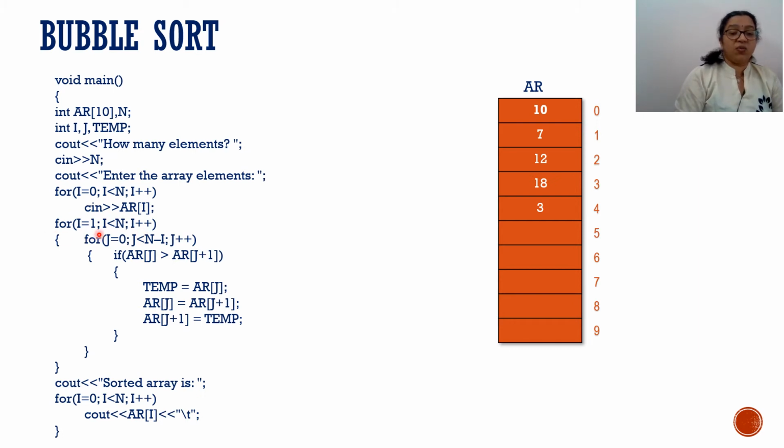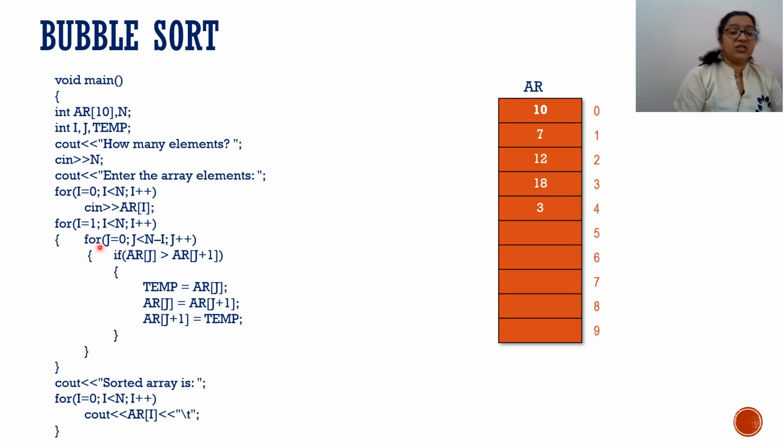For i equal to 1, i less than n, i plus plus. The for loop begins. Why I put 1 here, I will show you in the next loop. Here we want to repeat the process how many times? N minus 1 times. Do you remember in the algorithm? N minus 1 times only we want to repeat this process. If 5 elements are there, we want to repeat only 4 times. Only 4 passes are needed here.